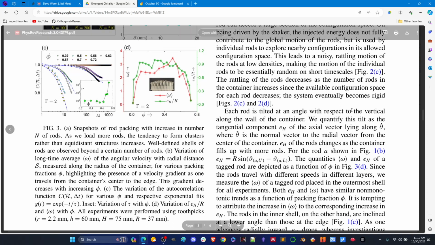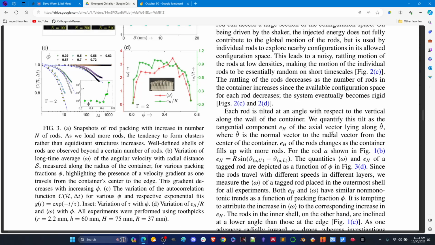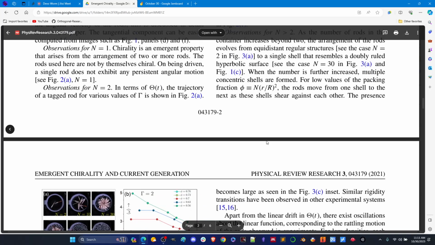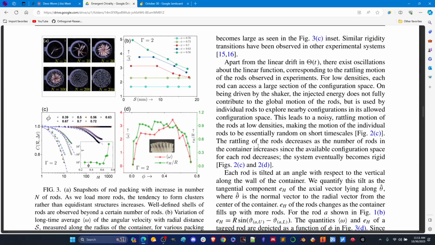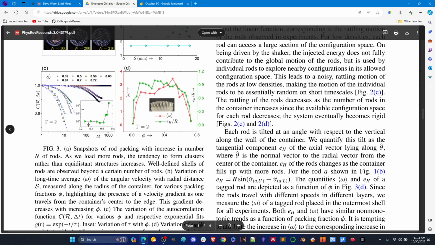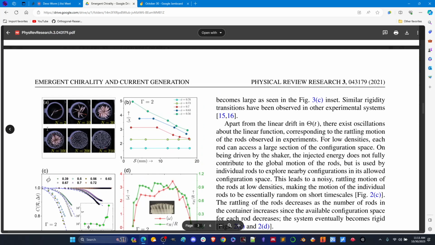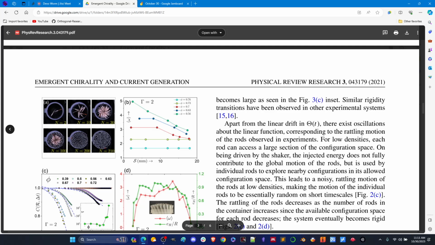Each rod is tilted at an angle with respect to the vertical along the wall of the container. We quantify this tilt as the tangential component EH of the axial vector. So this EH in the last figure was an example of one rod that's in a certain configuration. And so we can measure that as the tangential component EH of the axial vector. So we can have an axial vector that describes the entire collective structure, but we can have individual rods that have a tangent to the axis.